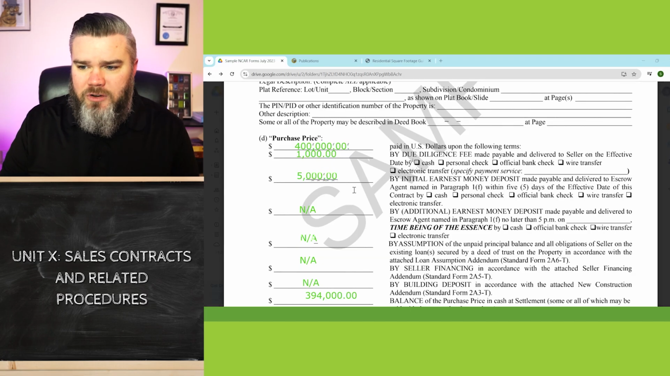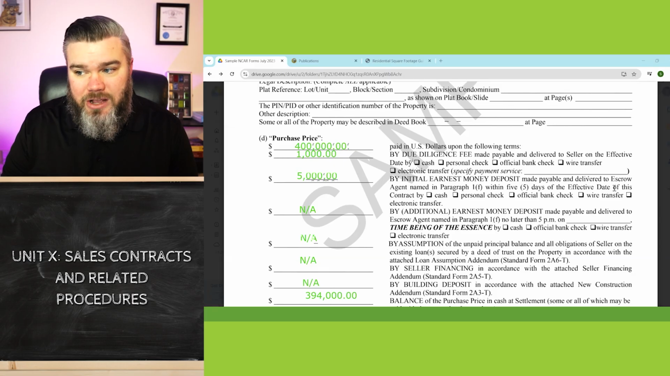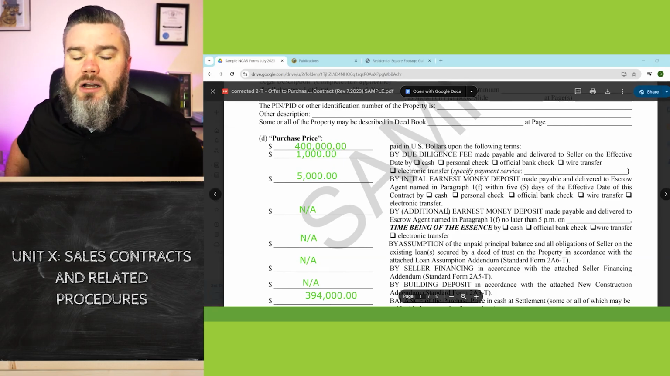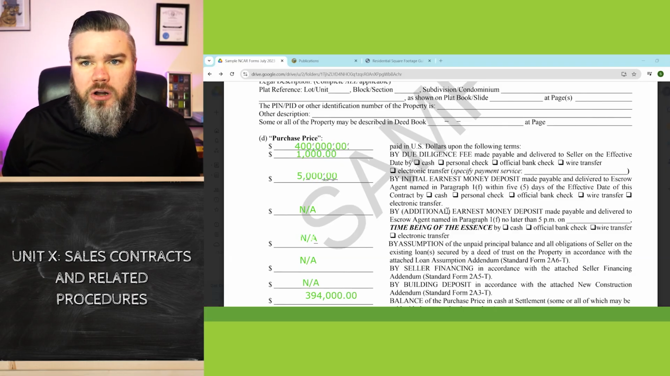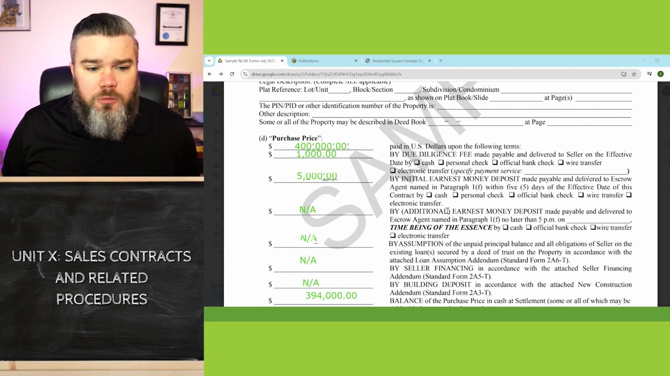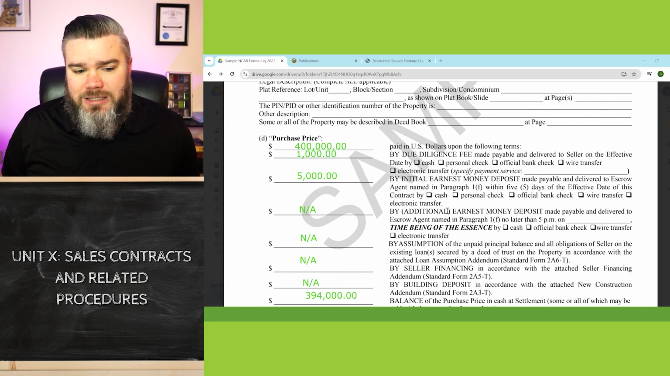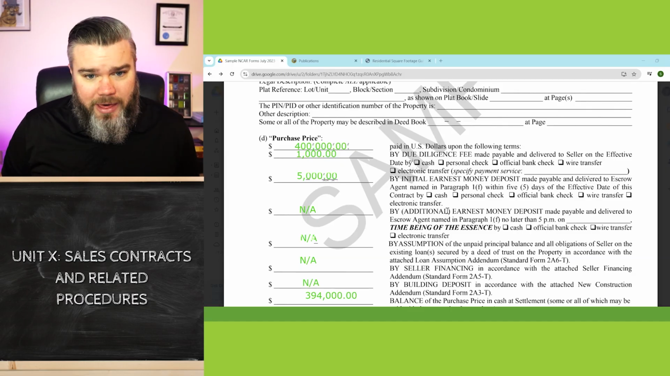Earnest money, if negotiated, made payable and delivered to escrow agent named in paragraph 1F within 5 days of the effective date of this contract. So earnest money goes to an escrow agent. That is a third party who is going to hold it in what's called an escrow account or a trust account. Could be a real estate brokerage firm, could be an attorney. But it is a third party that's holding that money. And it is due within 5 days of the effective date. You need to know that.